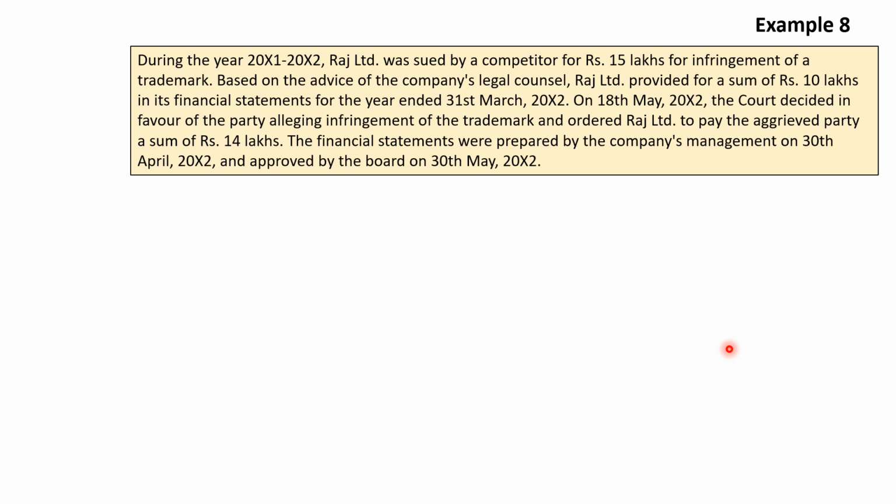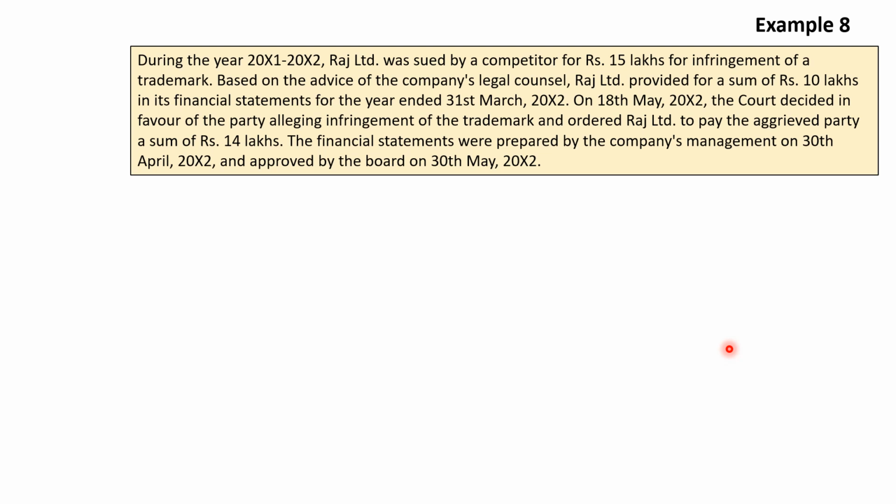On 18th May 2002, the court decided in favor of the party alleging infringement, which means the case is decided against us, and ordered Raj Limited to pay the aggrieved party a sum of rupees 14 lakh. We already have provided 10 lakh. The case was of rupees 15 lakh. We had provided 10 lakh, and now the court order has come on 18th May that we may have to pay 14 lakh. So we have made a short provision of rupees 4 lakh.